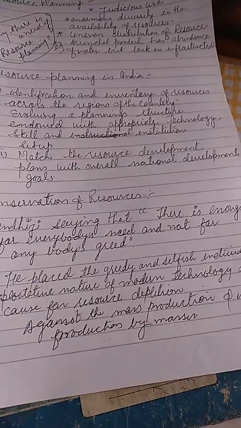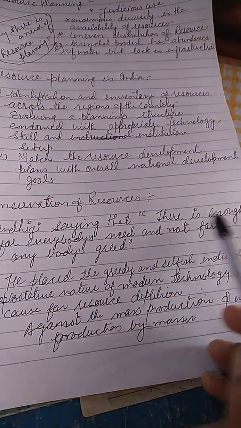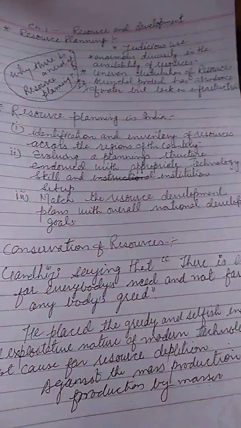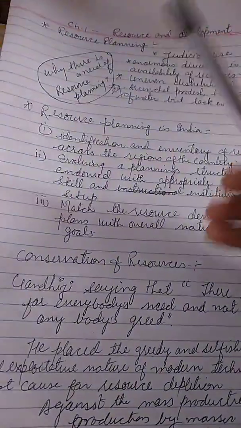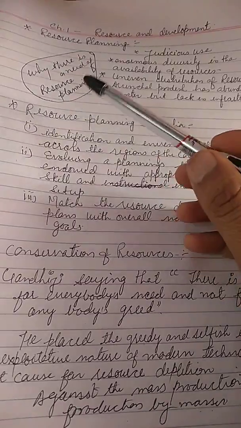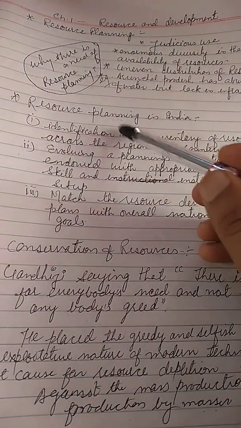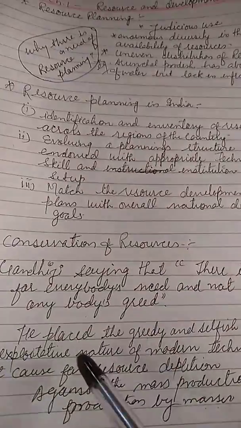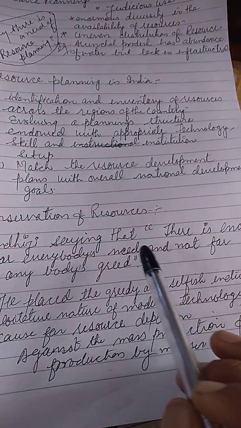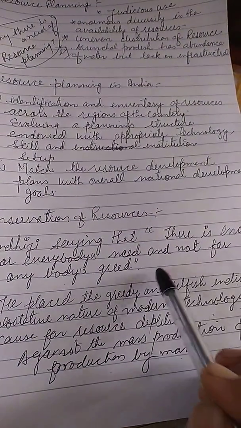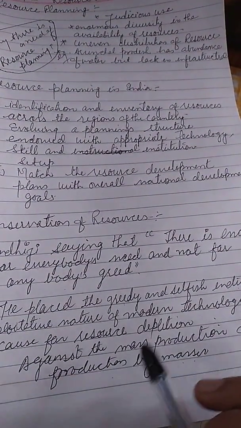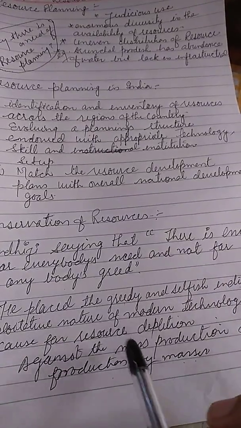So you have to write these points in the answer to: there is enough for everybody's need but not for anybody's greed. Today I have given you three assignments. First, why is there a need for resource planning in India? Second, what does resource planning involve? And third, there is enough for everybody's need but not for anybody's greed; support this statement with a suitable argument. You have to explain all these arguments of Mahatma Gandhi in this question.